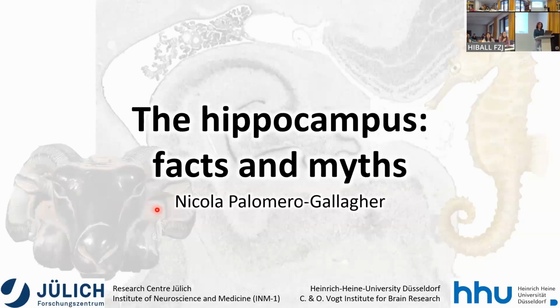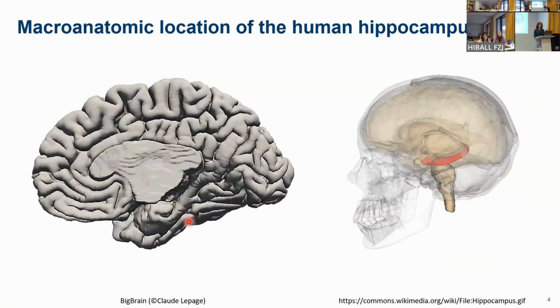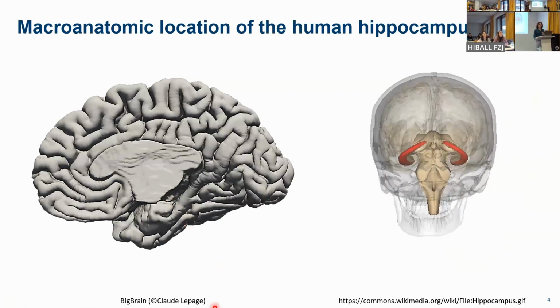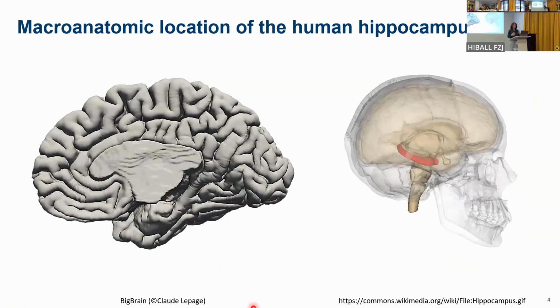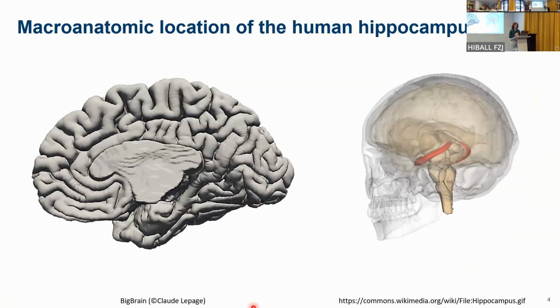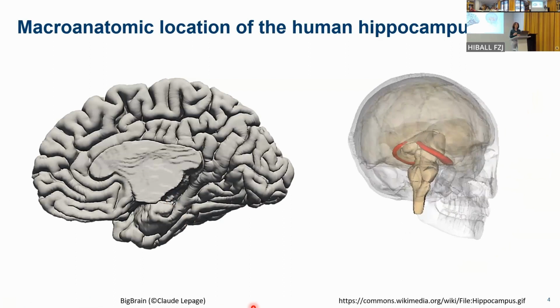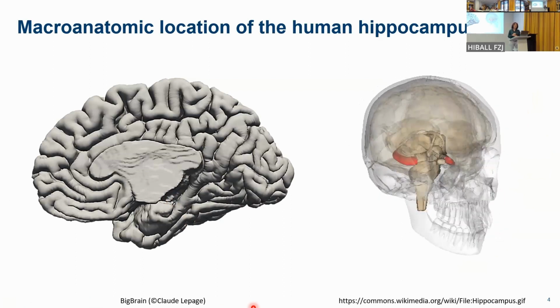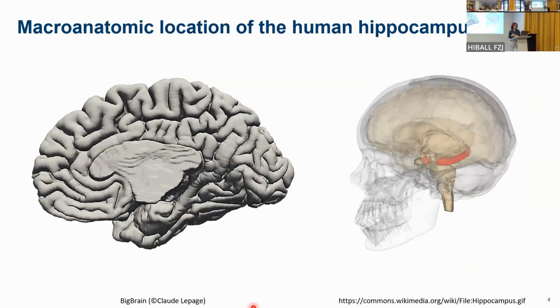Let's start talking about the hippocampus, facts and myths. So, the hippocampus, what is it? Where is it found in the brain? From the evolutionary point of view, the hippocampus is a very old structure, and it's quite a small structure in the human brain. It only occupies about 2% of the brain.